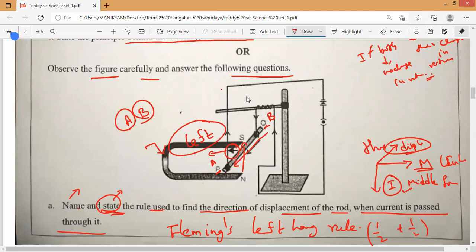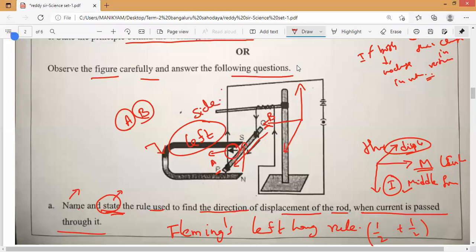It is the left side only, because the direction of current is like this and the direction of magnetic field is upwards. Then the displacement is towards the left side. Yes or no, guys? Please check it. If you apply Fleming's left hand rule, you will get it. All of you apply it. I already taught you the experiment from the textbook. Either it is left or right, check it. So the PQ displaces towards the left side.